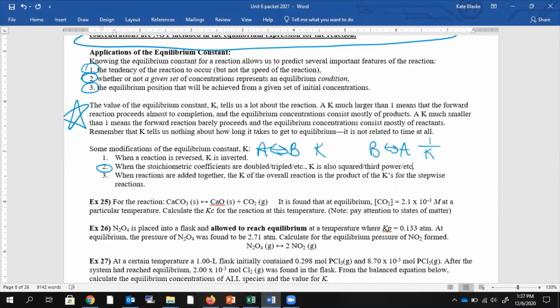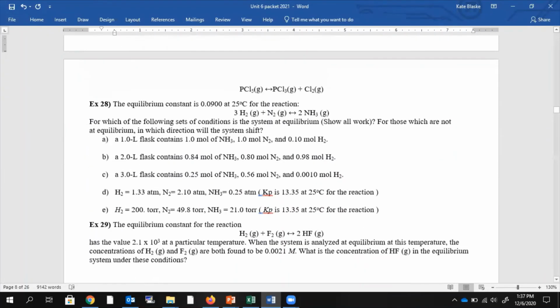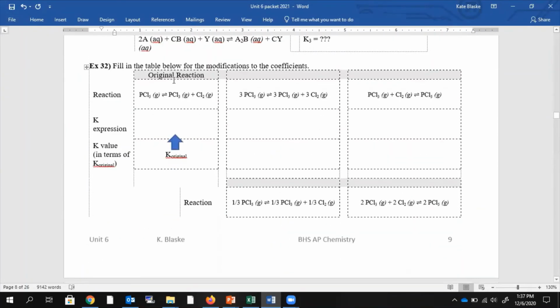If we have multiple stepwise reactions that we end up adding together, like we had in mechanisms, we can multiply those Ks for all of those steps together to get the K for that overall reaction. So let's see this in real life. Let's see how this works.